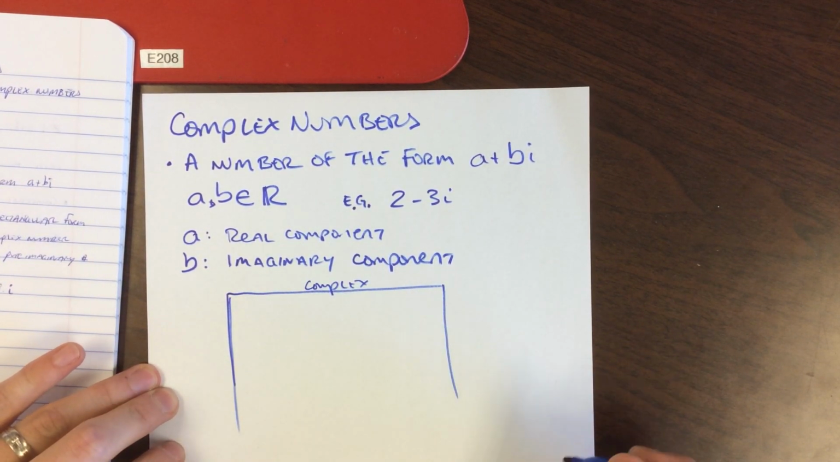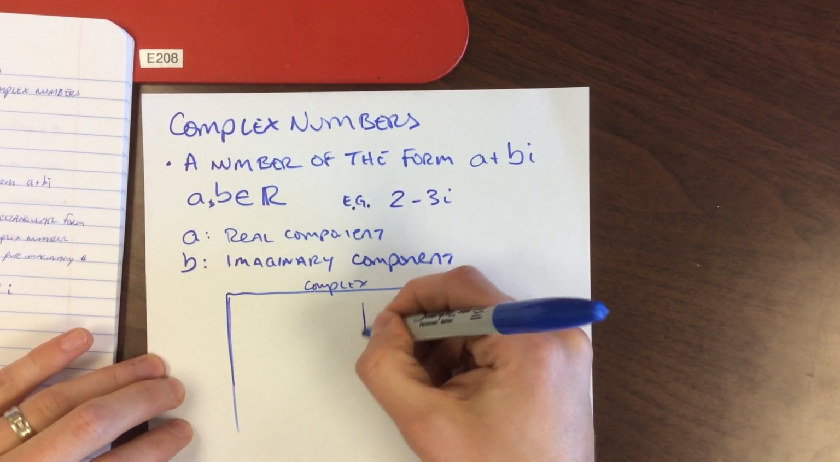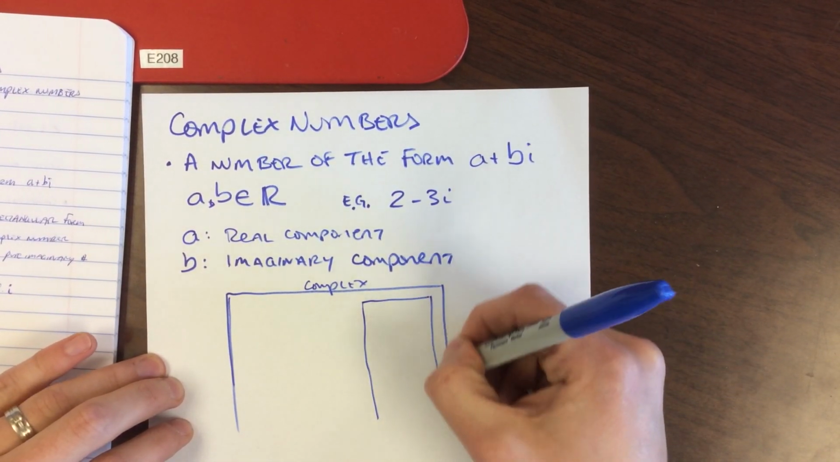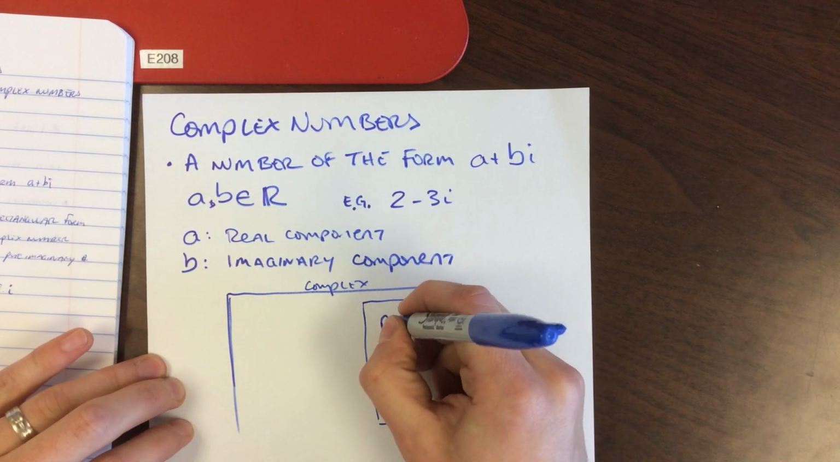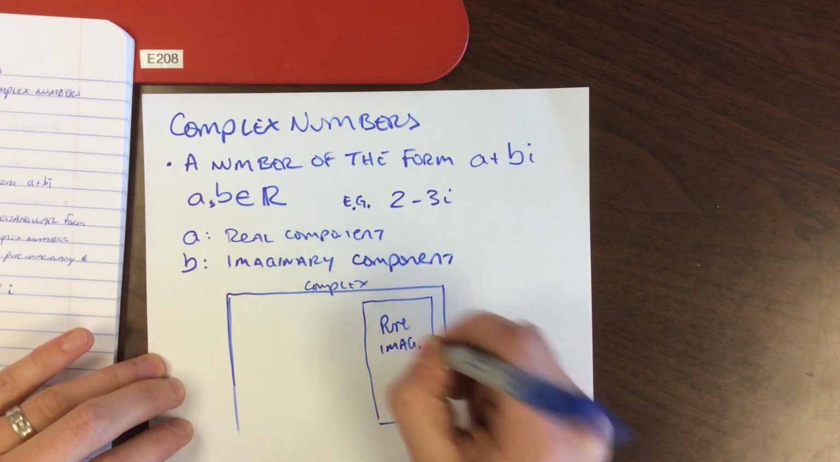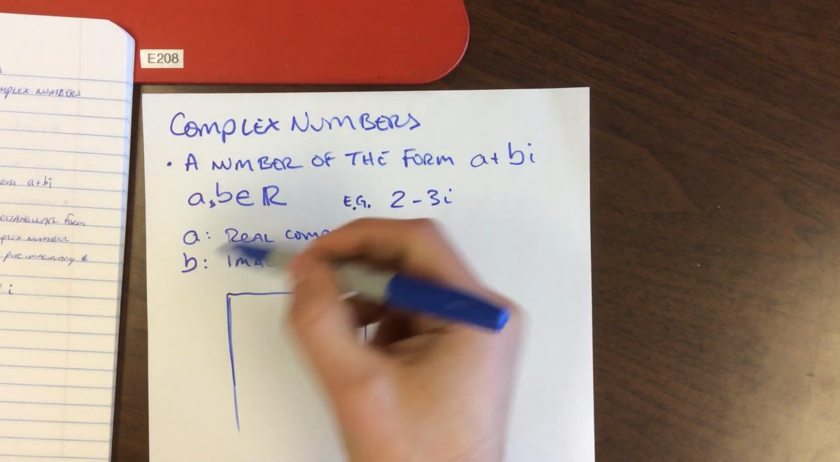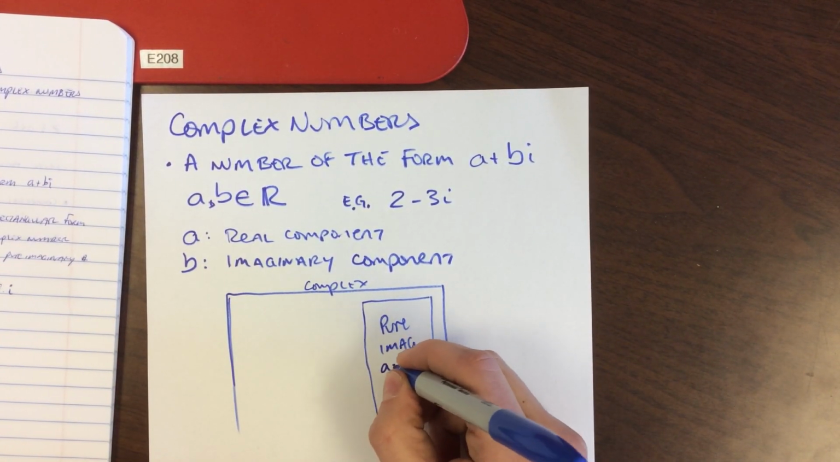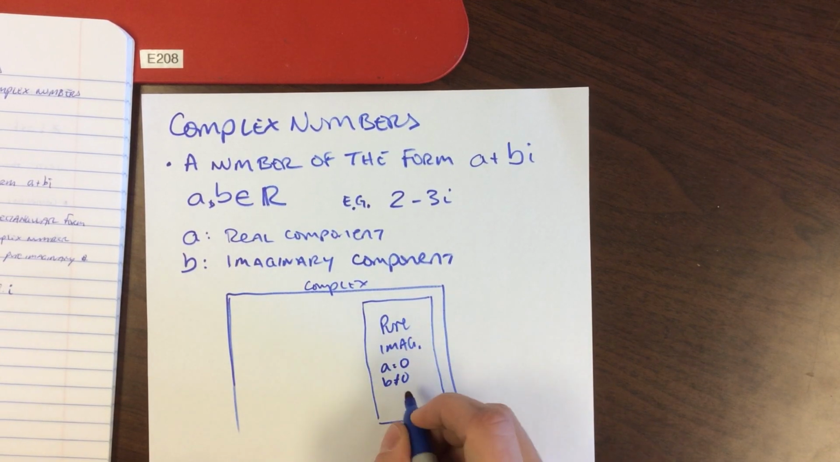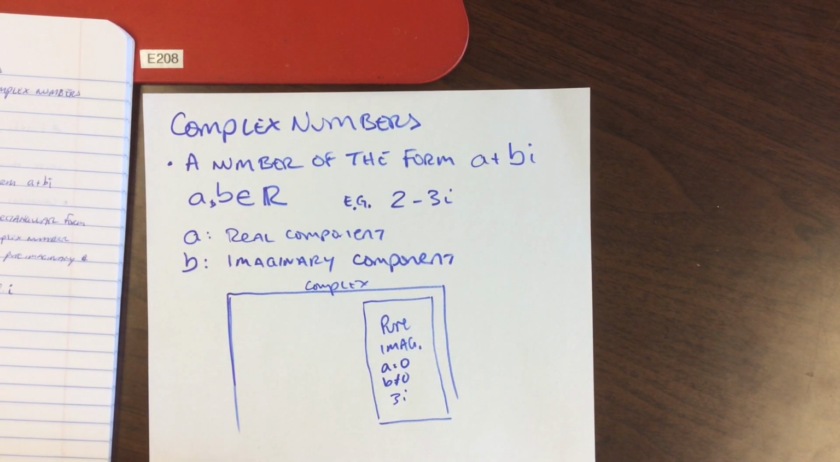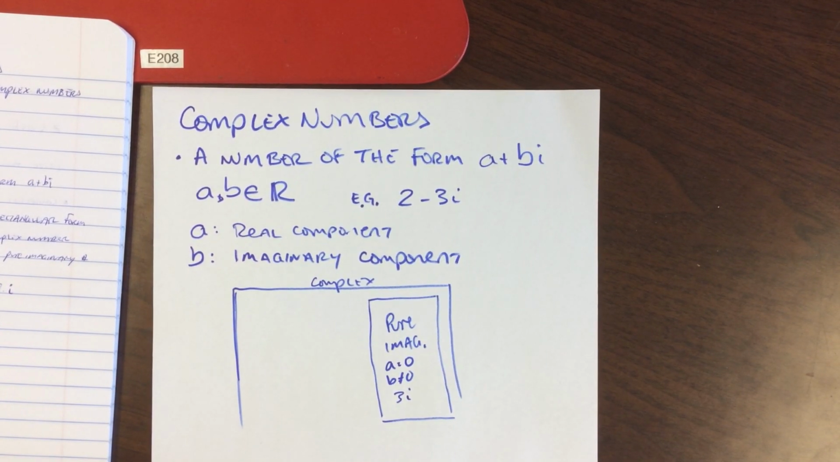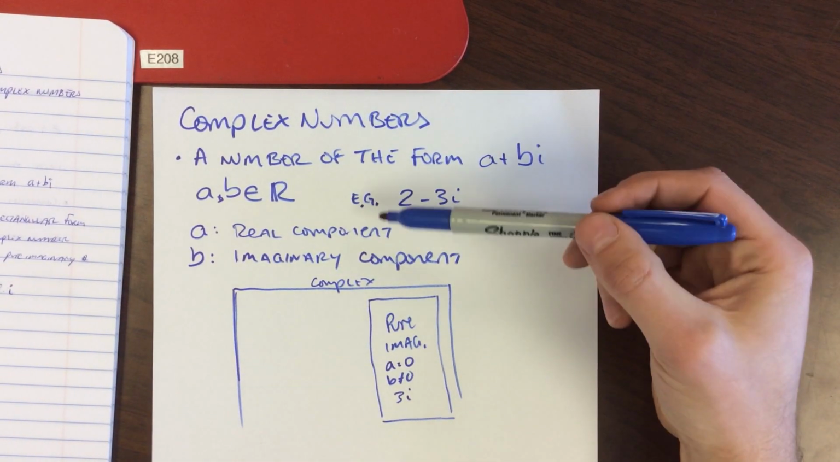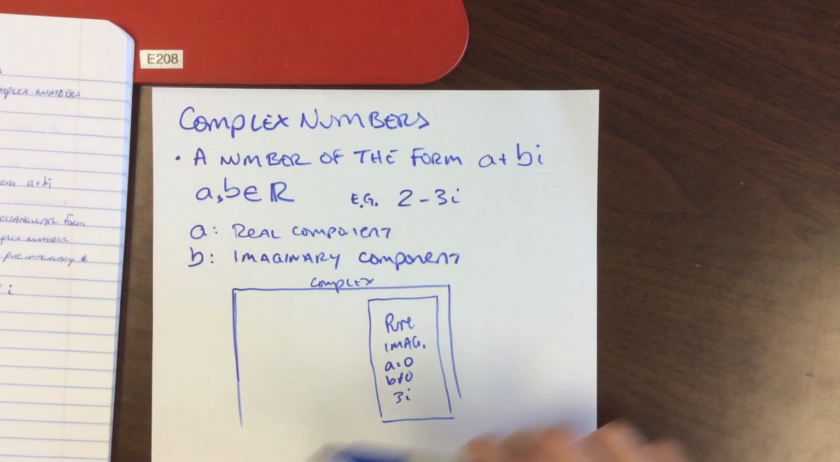Now within that, we have our pure imaginary numbers. Pure imaginary numbers happen if the A term is 0. So that happens when A is 0 and B does not equal 0. So we have something like 3i, which is a pure imaginary number when it's just the imaginary component, when it does not have a real component. So everything is a complex number. Pure imaginary numbers are a subset of those.